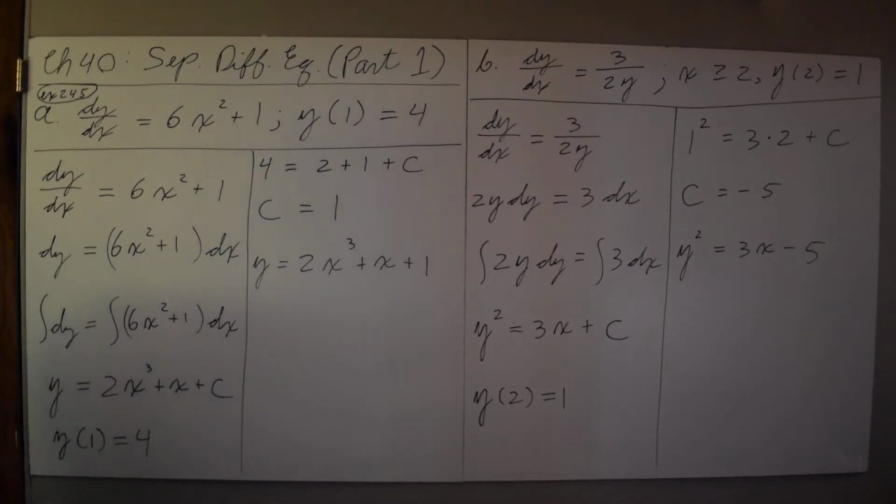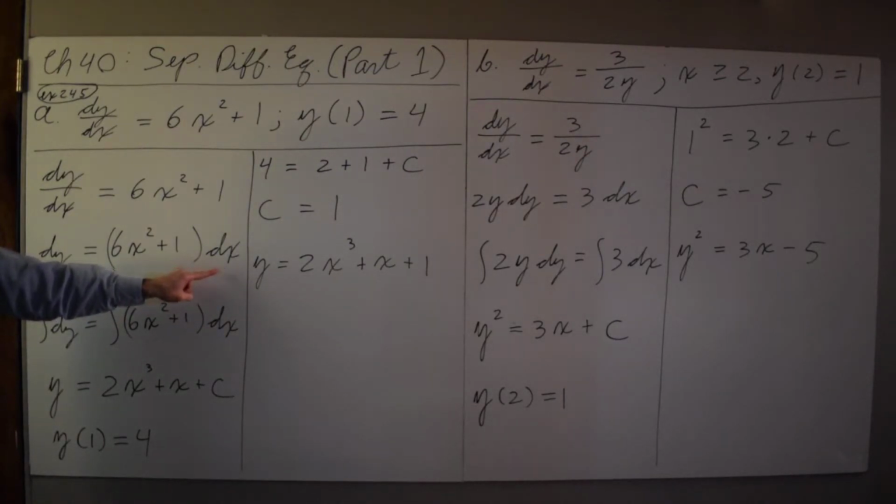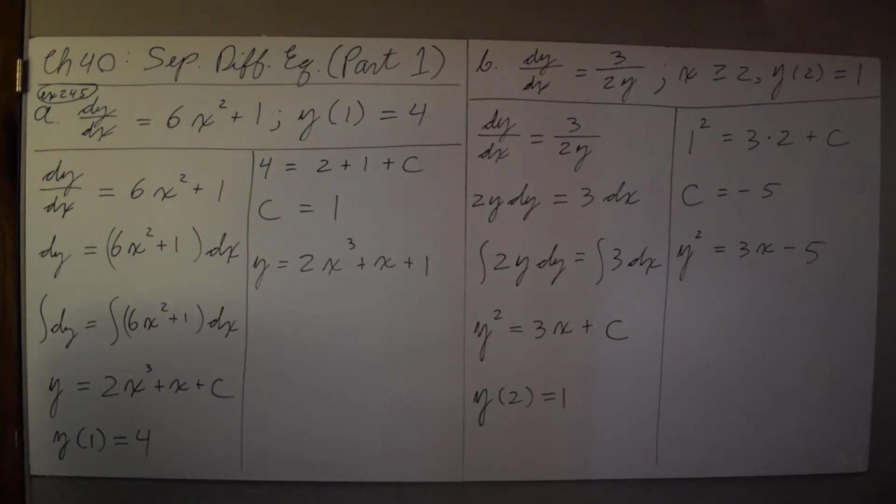This is called a separable differential equation, so now we're going to separate the differentials. We keep the terms involving y's on one side, the terms involving x's on the other side. So we'll multiply both sides by dx. And so now we have the differential dy is 6x squared plus 1 dx. And now we apply the integral operator to both sides. So we integrate on the left, we integrate on the right.